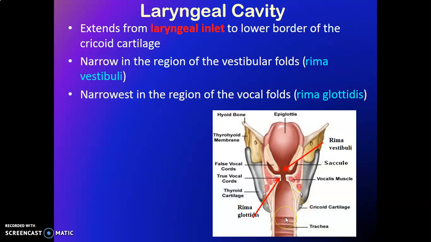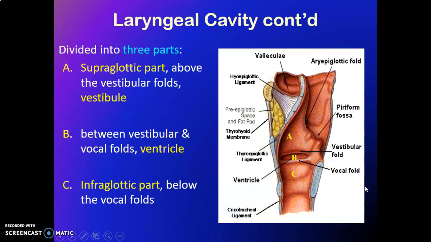The laryngeal cavity is divided into three parts. We have the supraglottic part, which is above the vestibular fold, as shown here. Then a portion between the vestibular fold and the vocal fold, which is the ventricle. Then below the vocal folds is the infraglottic part. So: vestibule, ventricle between the vestibular and vocal folds, and the infraglottic compartment.